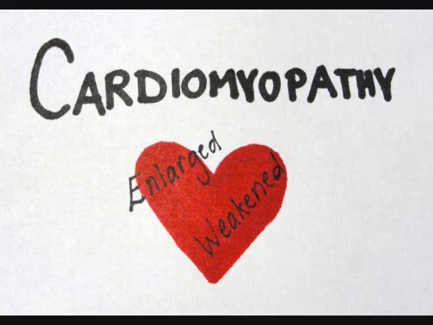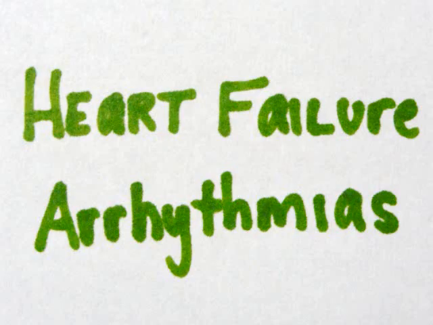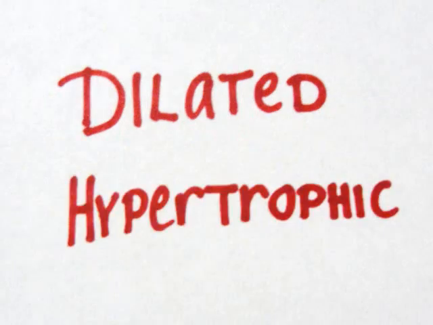Cardiomyopathy is a disorder that affects the heart muscles, causing them to enlarge, thicken, and become weakened. This causes improper blood flow through the body, which can lead to heart failure and arrhythmias. There are three main types of cardiomyopathy: dilated, hypertrophic, and restrictive.